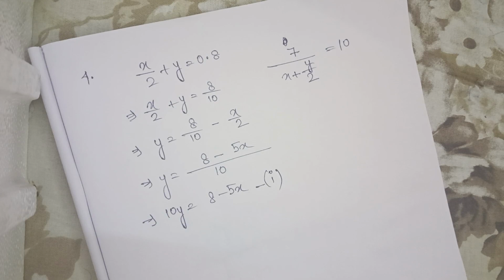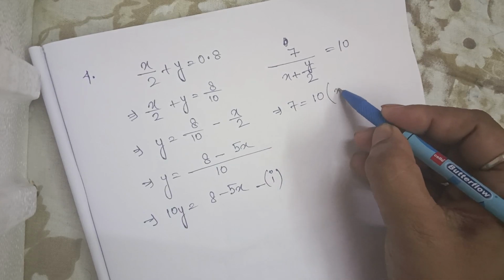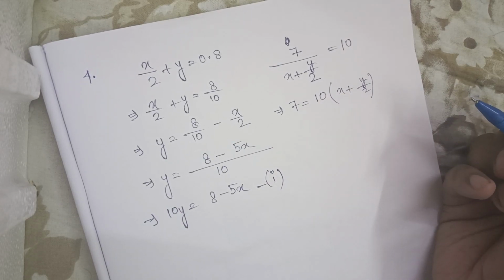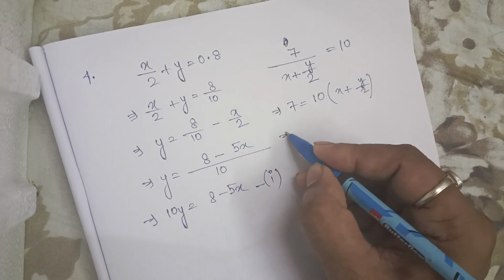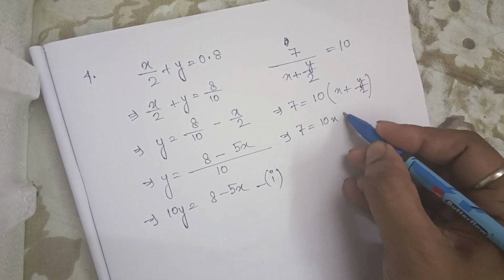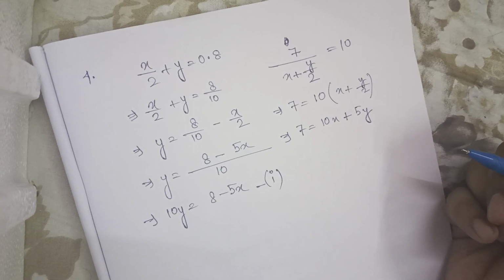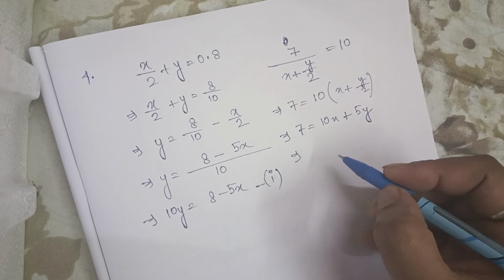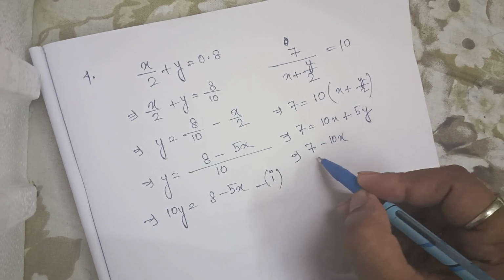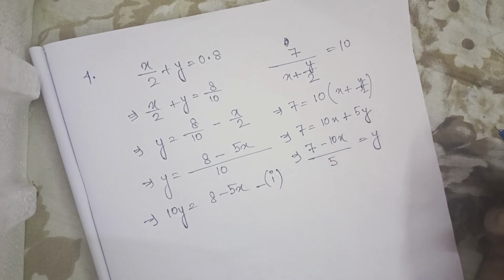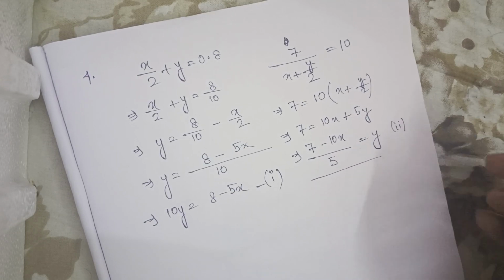So we all know cross multiplication. So 7 equals 10 into x plus y by 2. I think you all know why it happened, 10 into x plus y by 2. 7 equals 10x plus 10 into y by 2, which becomes 5y. Now the value of y: (7 minus 10x) by 5 equals y. So let me name it as 2.